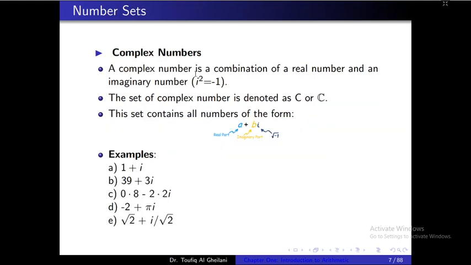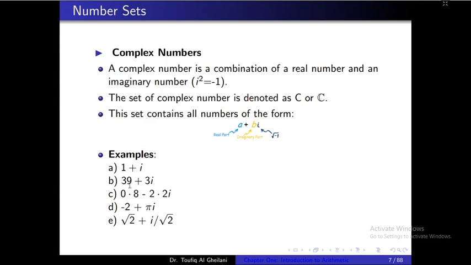Complex numbers. A complex number is a combination of a real number and an imaginary number, where i squared equals -1. The set of complex numbers is denoted by capital C. This set contains all numbers of the form a plus bi, where a is the real part, b is the imaginary part, and i is equal to the square root of minus 1. Example, 1 plus i. So a is 1, the real part, and the imaginary part b is 1 here.